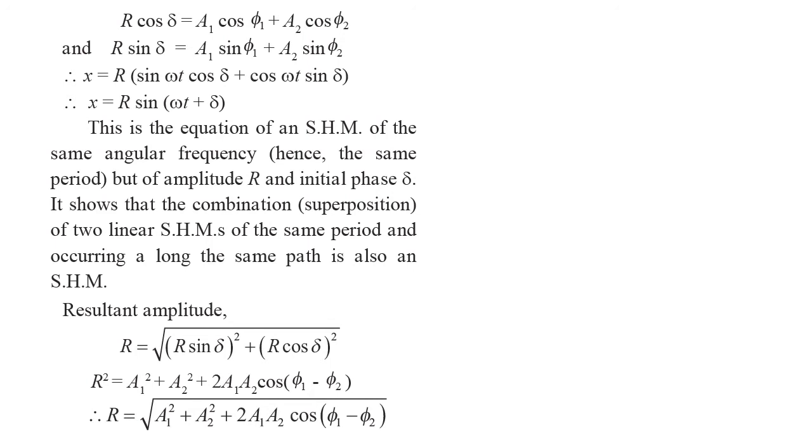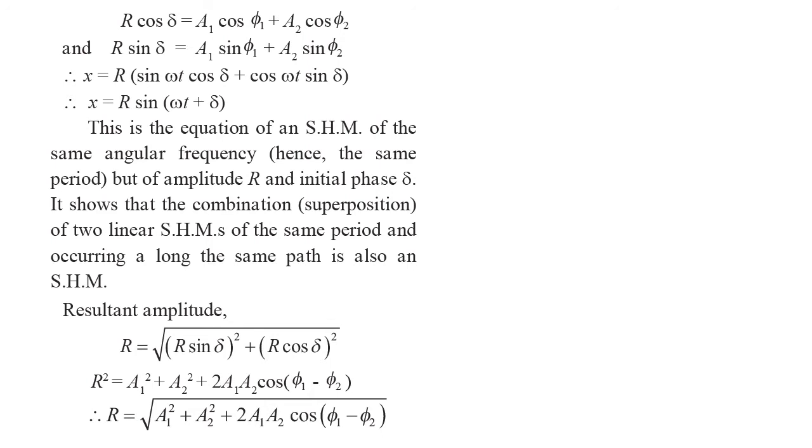So the resultant amplitude is given by the square root of (r sine delta) squared plus (r cos delta) squared. Now if you substitute the values of r sine delta and r cos delta from the earlier equations and try to find the resultant amplitude, you get r square. Here if I take out the square root, squaring on both sides, then I get r square is equal to a1 square plus a2 square plus 2a1 a2 cos of phi 1 minus phi 2.